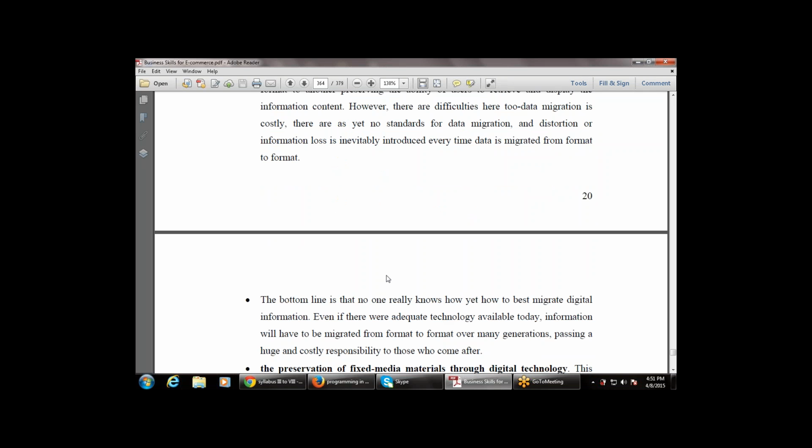The bottom line is that no one really knows yet how to best migrate digital information. Even if there were adequate technology available today, information will have to be migrated from format to format over many generations, passing a huge and costly responsibility to those who come after. That is, no one really wants to migrate the digital information, even if there were adequate technology.